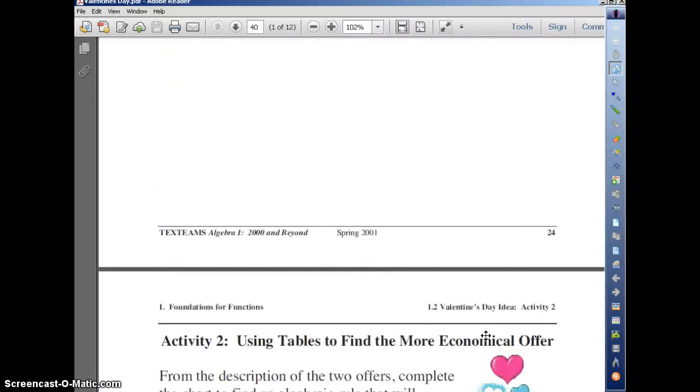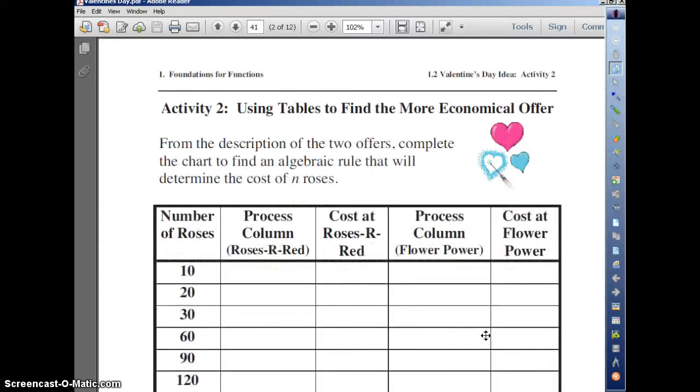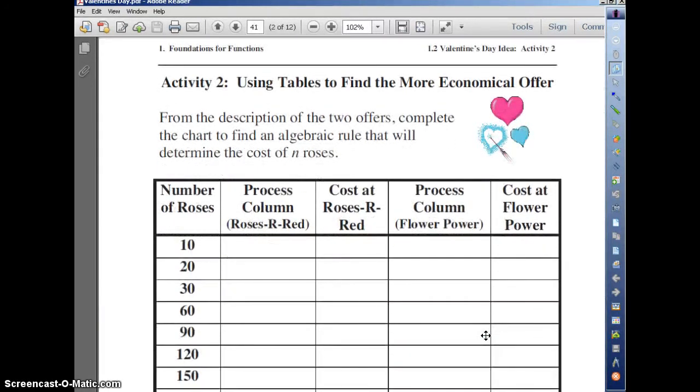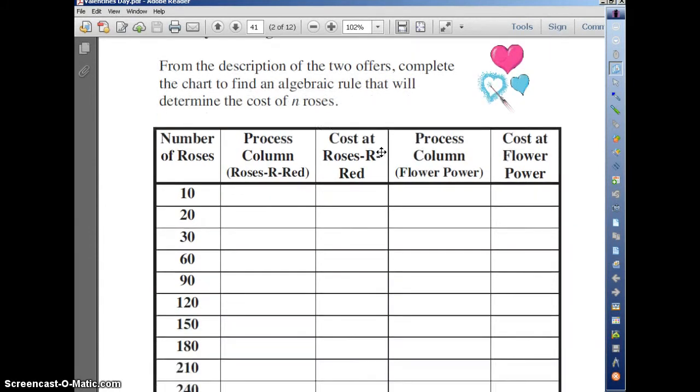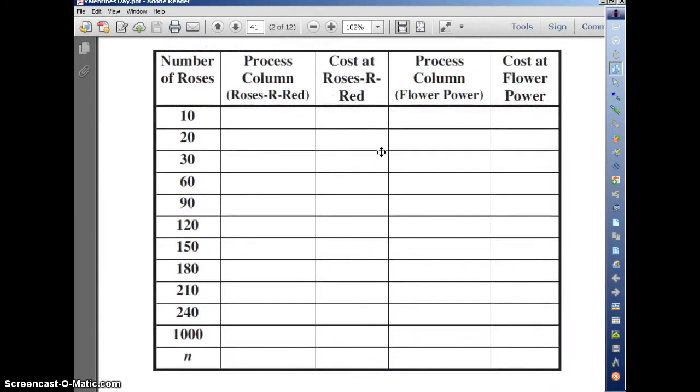So let's switch over to this page. This page says, Activity 2, using tables to find the more economical offer. From the description of the 2 offers, complete the chart to find an algebraic rule that will determine the cost of n number of roses. Okay, so we've got this table.